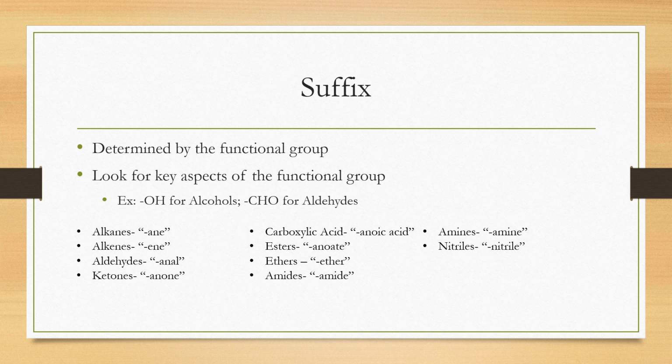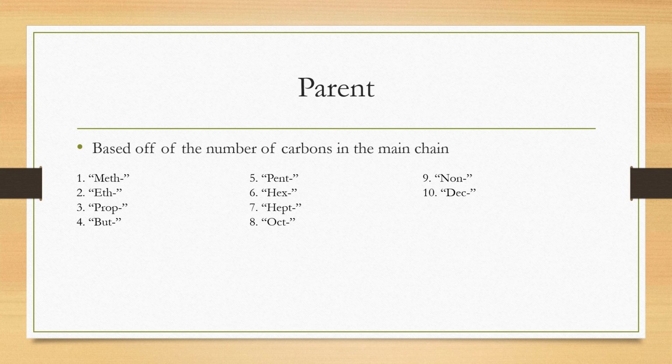To identify the suffix, you'll need to look for identifying characteristics of the various functional groups. I've listed a few of the basic functional groups and their respective suffixes. For a more in-depth look at identifying functional groups, check out our channel's basic functional group video. For the sake of simplicity, all examples used will be alkanes and have the suffix -ane.